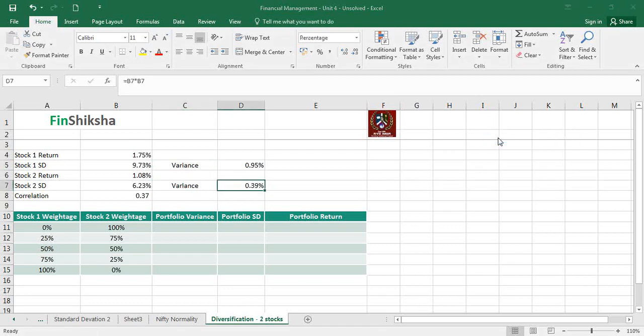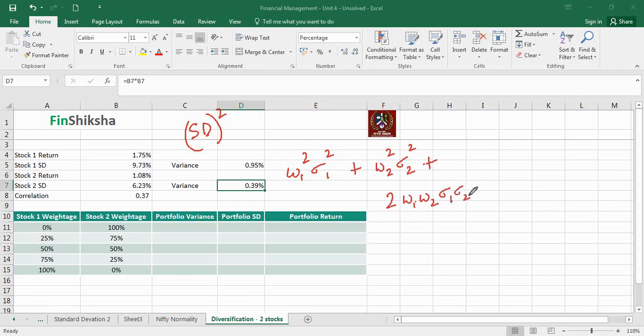What have we done? We have just taken the standard deviation, whatever it is, and we have squared it, right? Now remember the formula. Formula is weight of 1 square sigma 1 square. Then to this we add weight of 2 square sigma 2 square. Remember, these are variances, so plus, and then we add 2 into weight of 1, weight of 2, sigma of 1, sigma of 2, rho 1, 2. That's the formula, right? Let's try and calculate that.